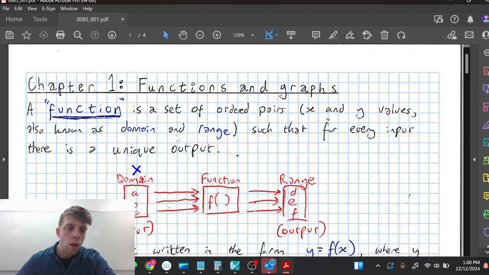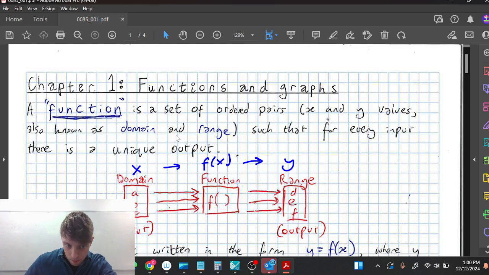We have an x value, which is also known as an object. We put it into a machine, which is called the function. We say f of x, the function with an input of x, and we get out a value of y. If I put a into this function, I'm going to get out d. If I put in b, I'm going to get out e, etc. Input, output. Make sense?